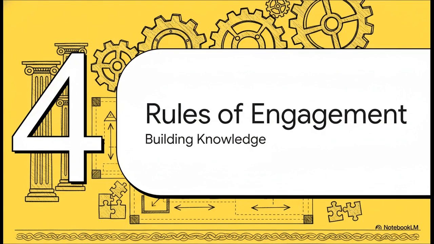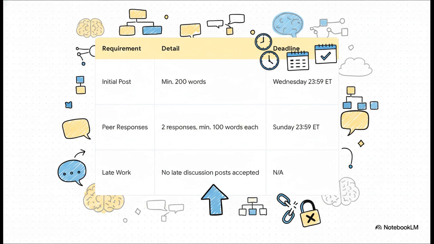Now, this kind of serious intellectual work doesn't just happen randomly. To actually build knowledge together as a group, you need some structure. You need some rules of engagement. And here they are. You've got deadlines, word counts, requirements to respond to your peers. Now, this isn't just busy work. This structure is what makes sure the conversation actually moves forward, that ideas get developed thoughtfully, and that everyone is part of this collective process of building understanding. And that no late work policy? It really underscores how important it is to keep the entire class moving forward together.